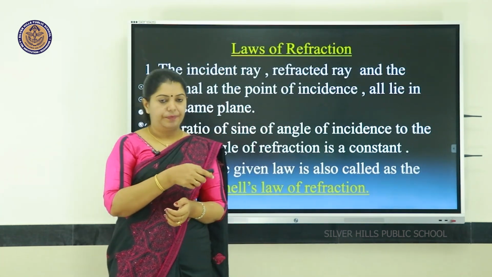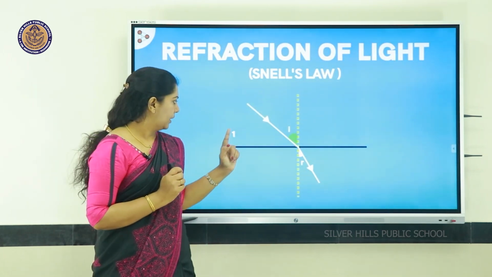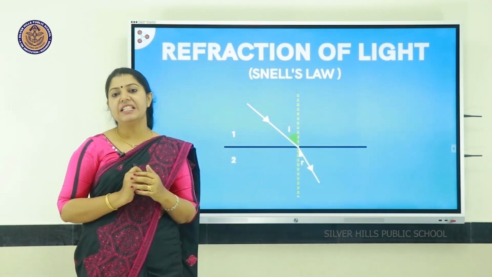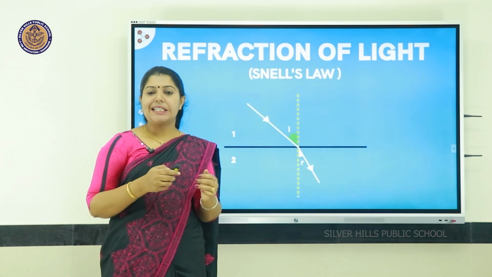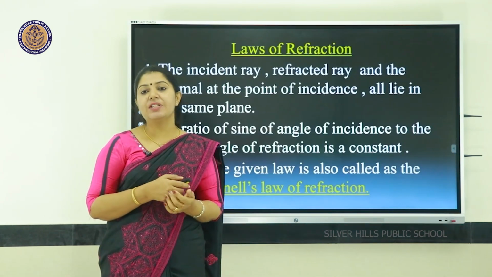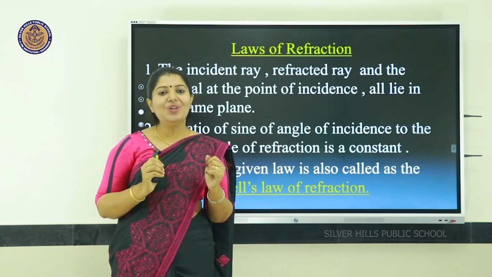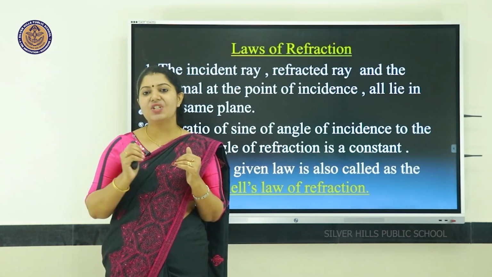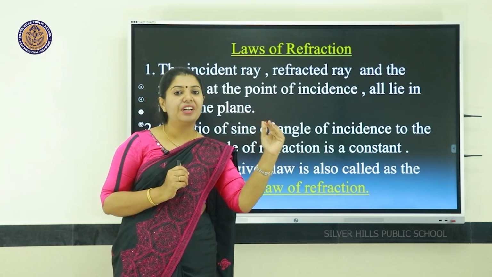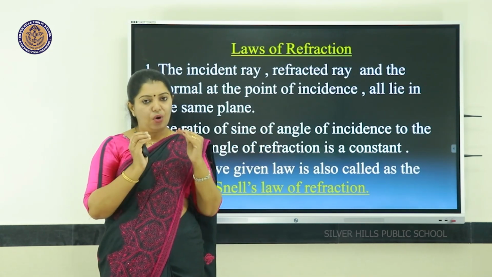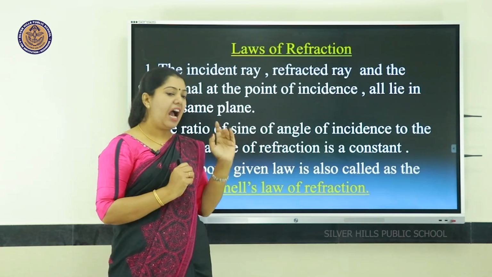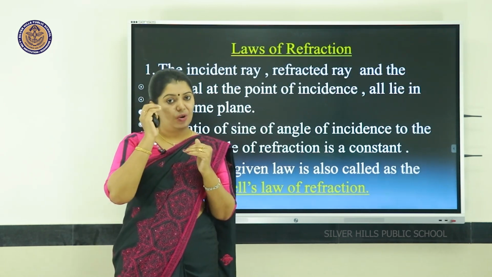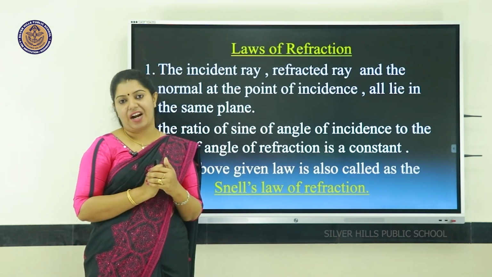Laws of refraction. The first law: the incident ray, normal and refracted ray all lie in the same plane. The second law is also known as Snell's law of refraction. According to Snell's law of refraction, the ratio of sine of angle of incidence to the sine of angle of refraction is a constant, or we can say that sine i divided by sine r is a constant. This law is also known as Snell's law of refraction.